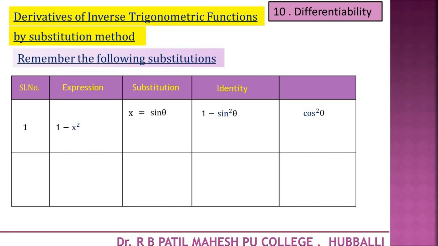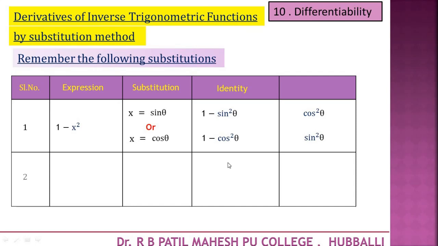You can even take x equal to cos theta also, either sin theta or cos theta, anyone we use. Then when you replace it in this expression, if you take x as cos theta, it becomes 1 minus cos square theta, and that is given by the sin square theta identity.